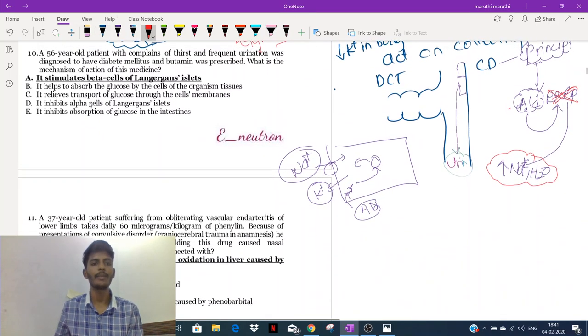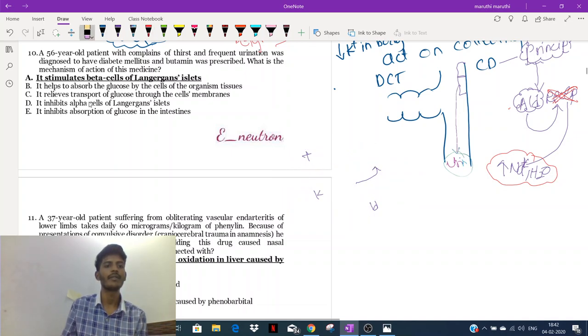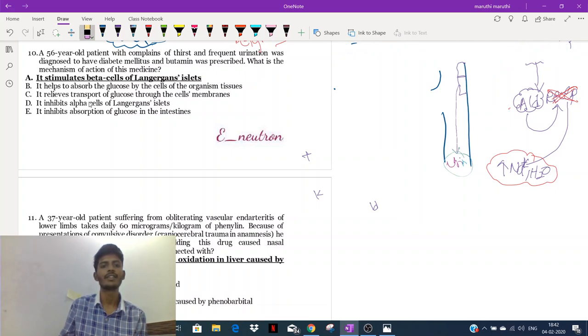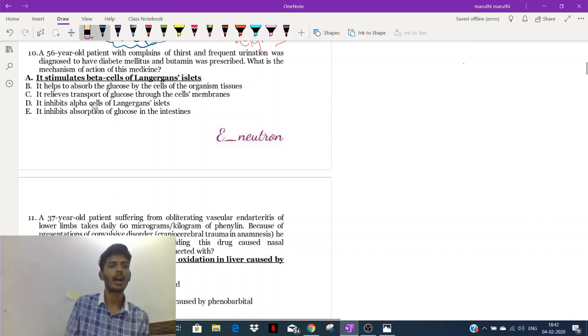The next question: a 56-year-old patient complains of thirst and frequent urination, has been diagnosed with diabetes mellitus, and butamine was prescribed. What is the mechanism of this drug? Actually speaking, there are some conspiracies here. Some drugs which are written for the KROK questions are translated questions, so there is a little difficulty finding the drug. But according to the answer they have given, it stimulates the beta cells of islets of Langerhans.